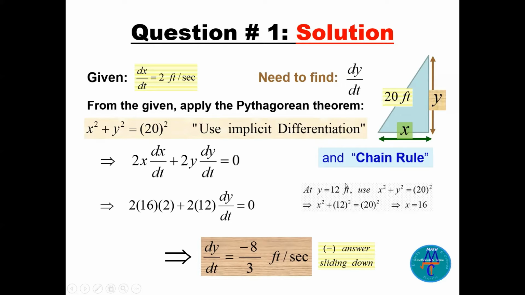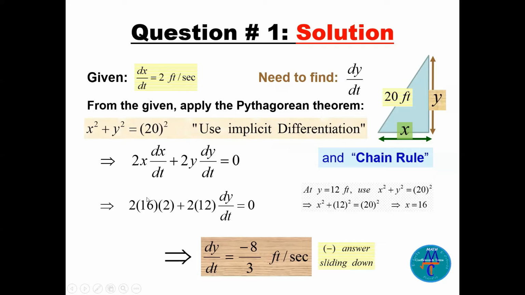We can find x. So we also use x squared plus y squared is equal to 20 squared. We replace y is equal to 12 here, 12 squared. And then we can solve the equation: 20 squared, bring this 12 squared to the other side and take the square root. x will be 16. You can check that, please.